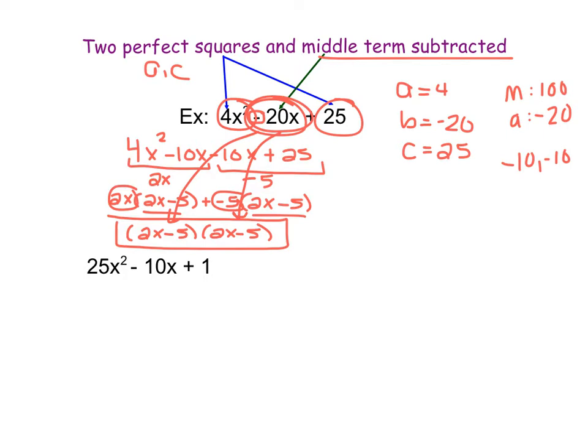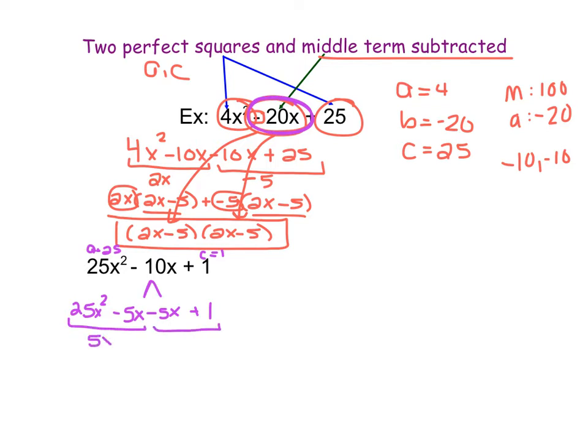So now let's look at the next example. Here I'm noticing that a is equal to 25 and c is equal to 1, both of which are perfect squares. So because it has that particular pattern, I can split that middle term into negative 5x and negative 5x, then tack on the 1 and the 25x squared.